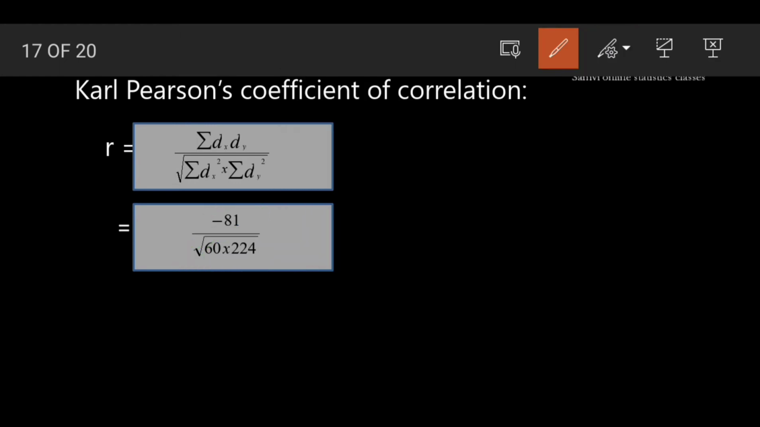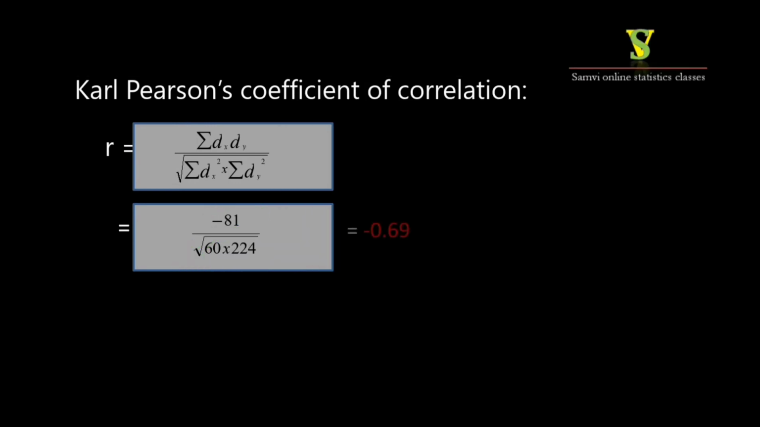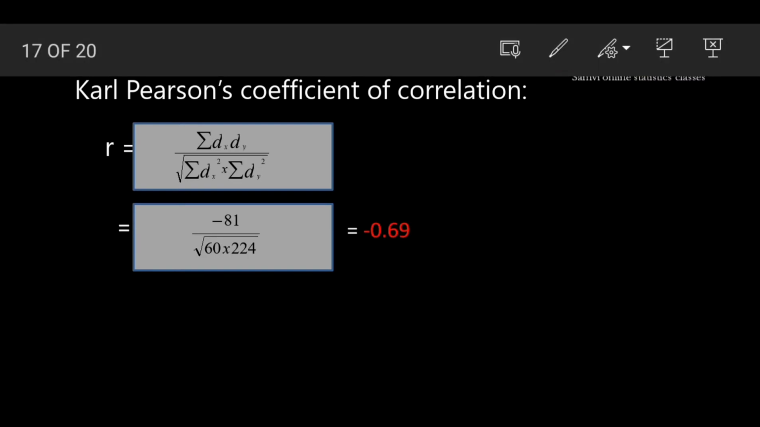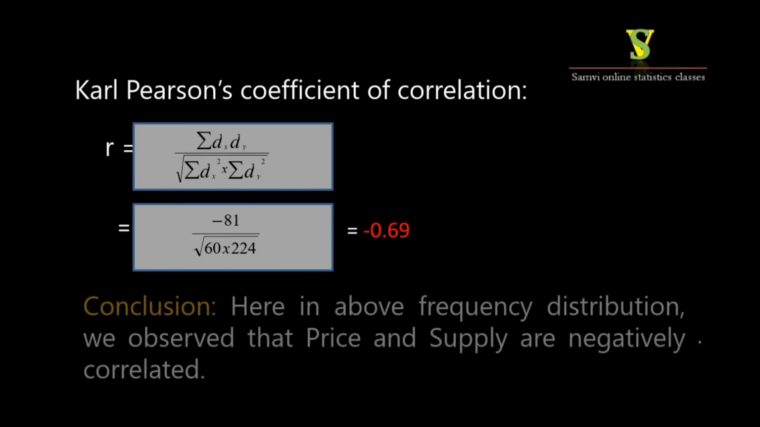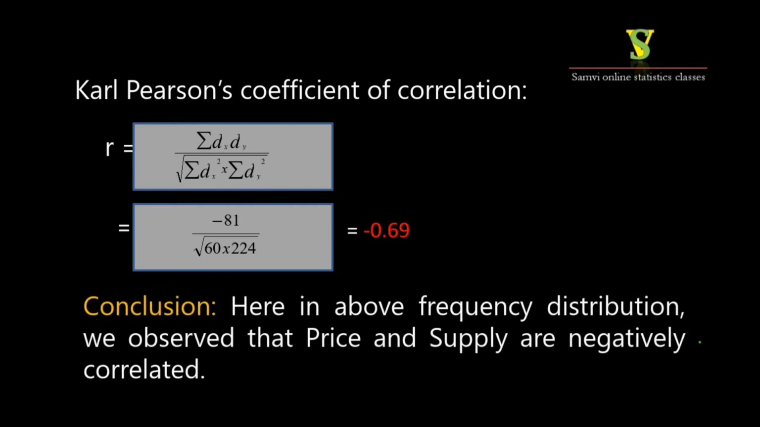Getting? So if you simplify this, we'll get the result is minus 0.69. So here this value is in between 0 and minus 1. Understood? So we can say that it is a negative correlation. So we can write the conclusion like this. Here in the above frequency distribution, we observe that price and supply are negatively correlated. Understood?